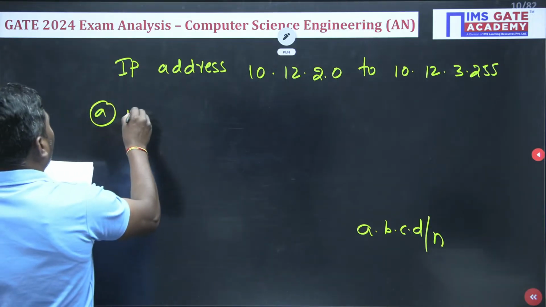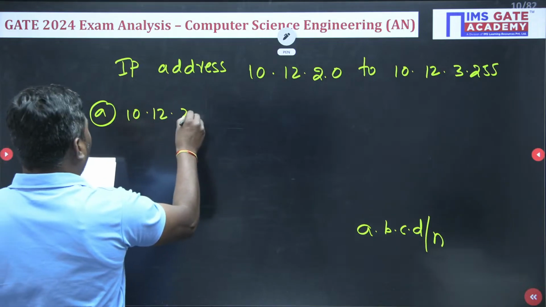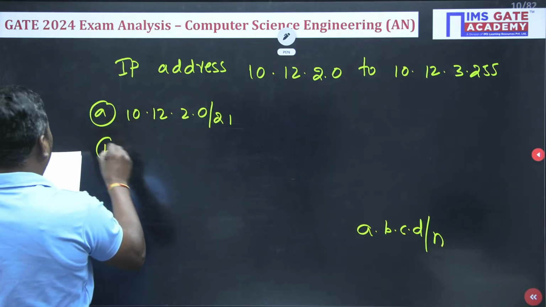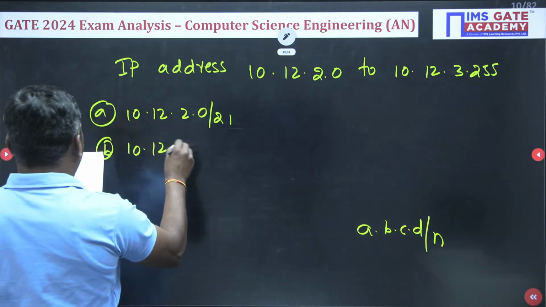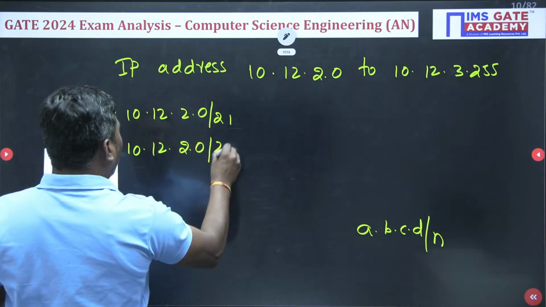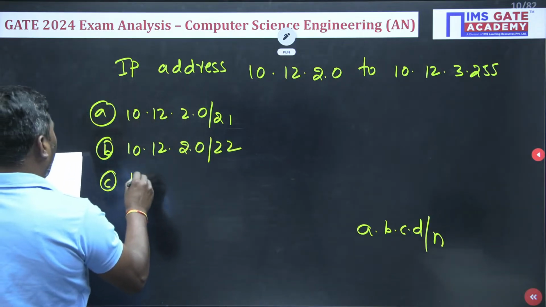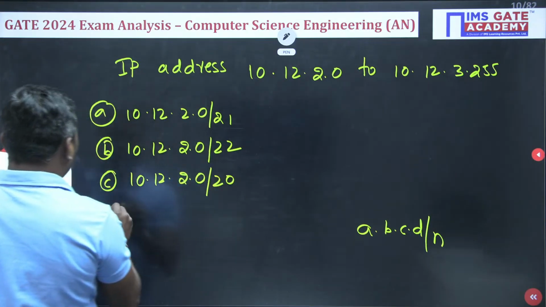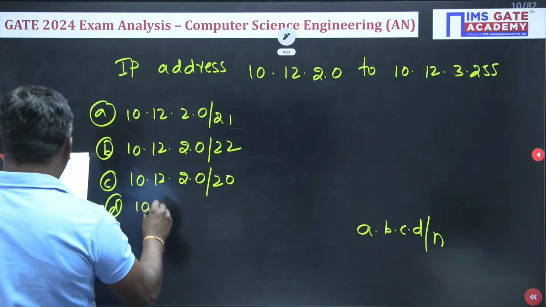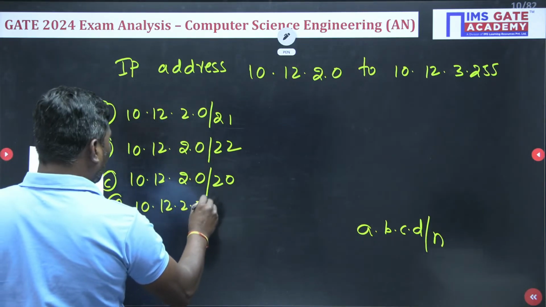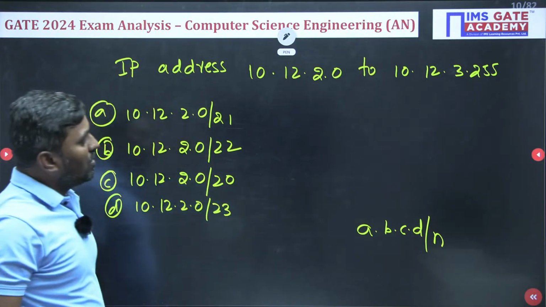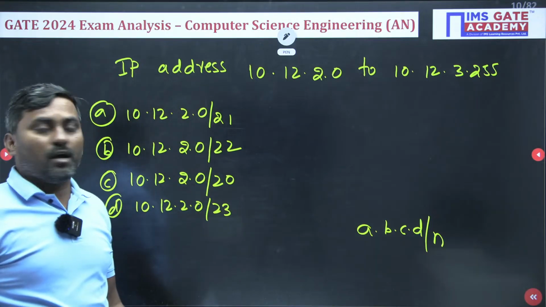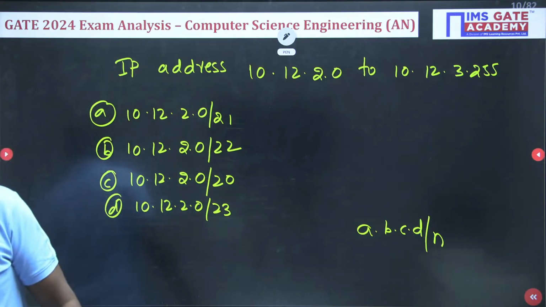Option A is 10.12.2.0/21. Option B is 10.12.2.0/22. Option C is 10.12.2.0/20. Option D is 10.12.2.0/23. Now after combining this range, what is the CIDR notation they are asking for here. So let's see how we can solve this question.